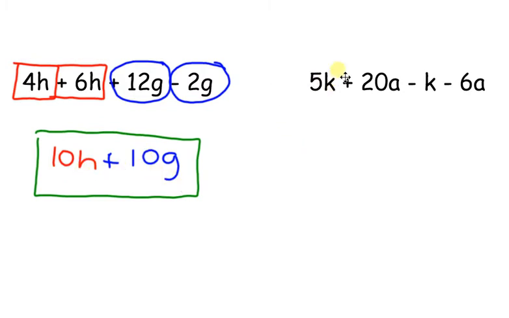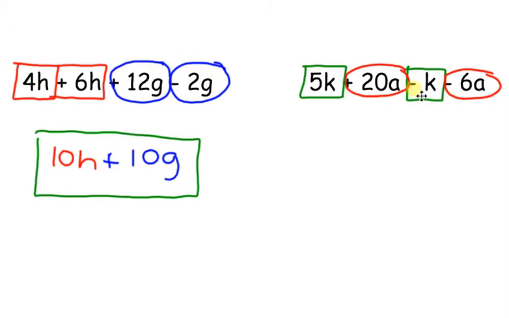Let's try another one. I have a k with no exponent, an a with no exponent, a k with no exponent, and an a with no exponent. So I'm going to first figure out what my like terms are. I took care of my k's. Now I have my a's. Okay, 5k, and here's a minus sign, k. So I'm even going to write it like this, 5k minus k. What's the invisible number right here? 1. What's 5 minus 1? 4. Add the k back in there.